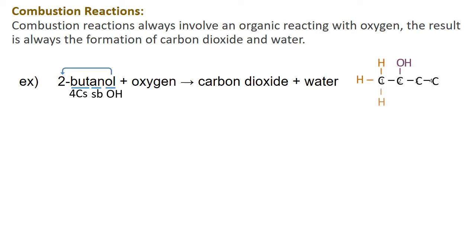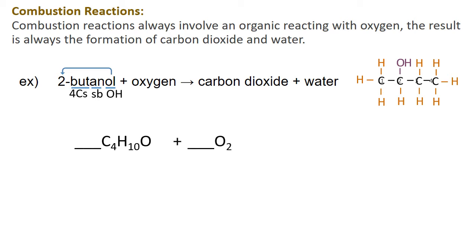So 3 hydrogens added to the first carbon, second carbon needs 1 hydrogen, third carbon needs 2, and the last carbon requires 3. And then I just add up everything that is there. I've got 4 carbons, 10 hydrogens, and 1 O in my picture. So 2-butanol is C4H10O. It's reacting with oxygen, a diatomic.